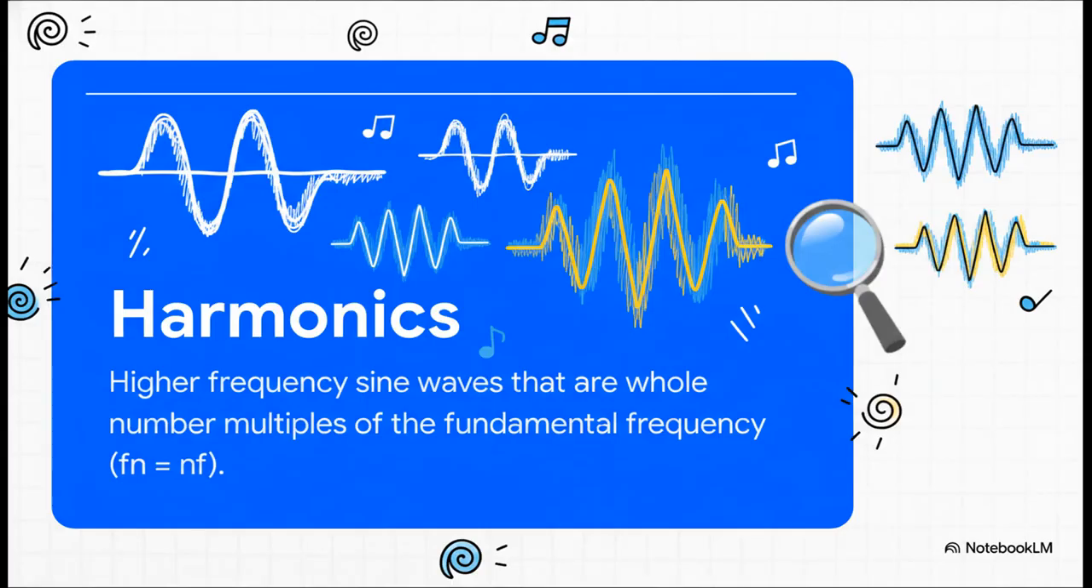And then you add the harmonics, and these are the flavorings, the spices. They're also pure sine waves, but their frequencies are perfect whole number multiples of that fundamental. So 2 times the frequency, 3 times, 4 times, and so on. And it's the specific mix of these harmonics, which ones you use and how strong they are, that gives each complex wave its unique character, its unique shape.